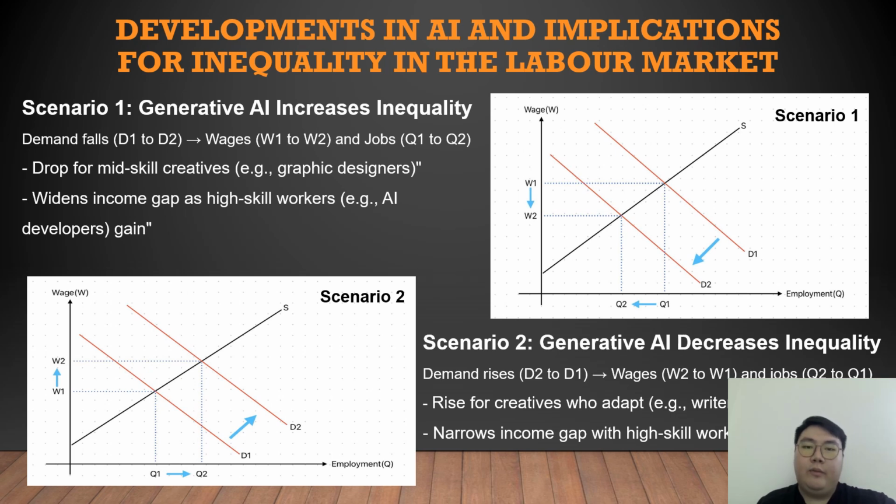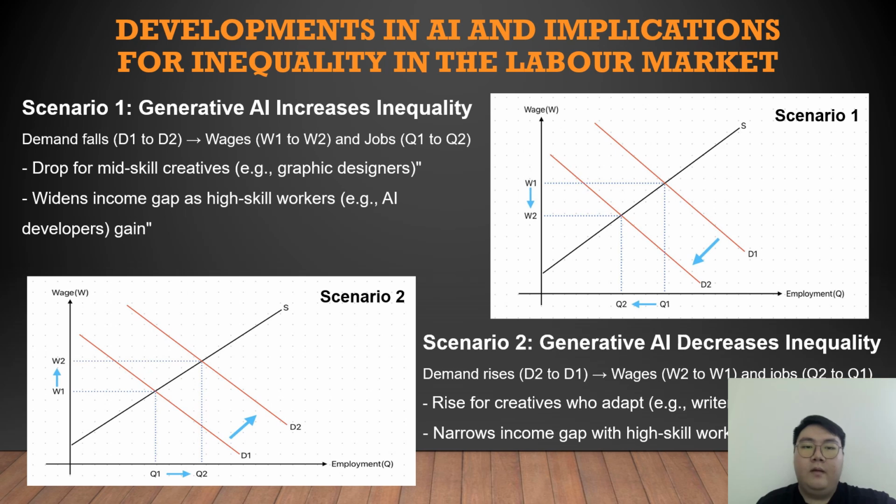Initially, demand is at D1 with wages at W1 and employment at Q1. When generative AI like DALL-E automates routine design tasks, demand falls to D2, wages drop to W2 and employment falls to Q2, meaning lower pay and fewer jobs for mid-skill creatives. Meanwhile, high-skill workers like AI developers often see increased demand and higher wages. This widens the income gap between mid-skill and high-skill workers, increasing labor market inequality, as those unable to adapt will lose out.